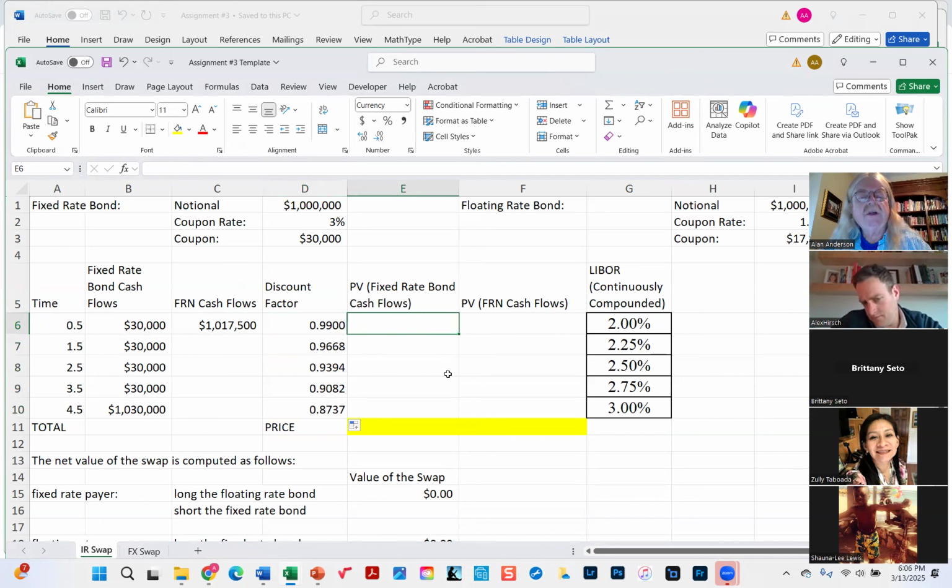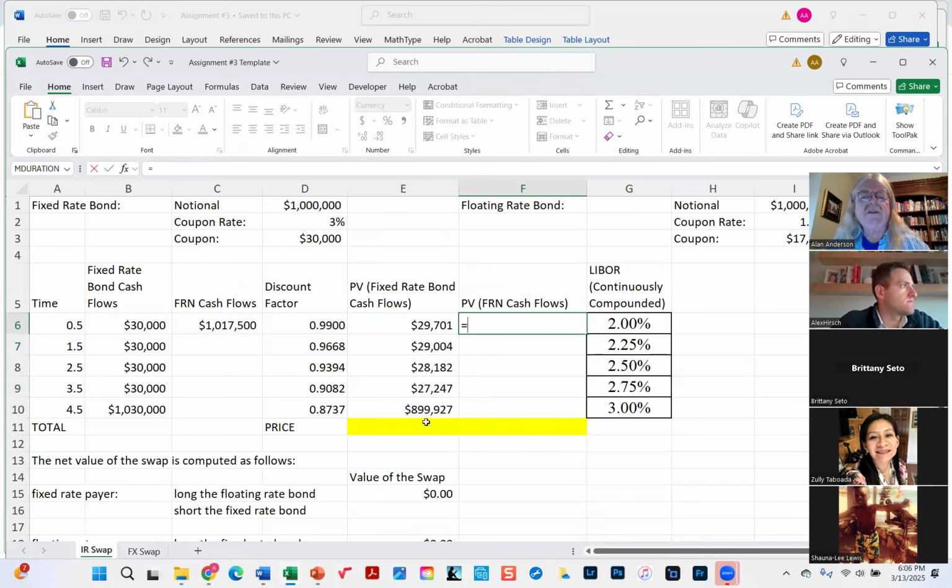And so the present value of the fixed rate bond's cash flows are the product of the individual year's cash flows times this discount factor. And then the same thing is true here. You just simply discount these cash flows. And, oh wait, what happened there? I think I must have done something wrong. Okay, now here I'm going to add these up. In both cases, you're adding these up.